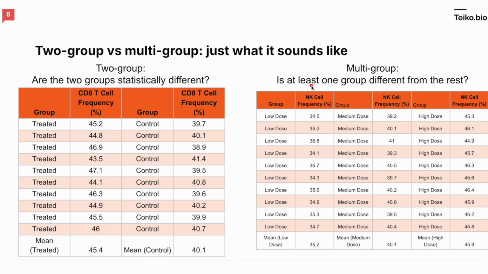And then multi-group, which is at least one group different from the rest for more than two groups. So for example, 3, 4, 5, 6, 20 groups, etc. So you can have a group here, which is low dose, medium dose, and high dose. So that's 3 groupings. And each of them has a measurement like NK cell frequency. And you can see this mean over here. And this multi-group test is intended to tell you, is at least one group statistically different from the rest? Importantly, it doesn't tell you exactly which one, it just tells you conceptually that at least one of them is different from the rest. Okay, so we talk about paired versus unpaired, two-group versus multi-group.